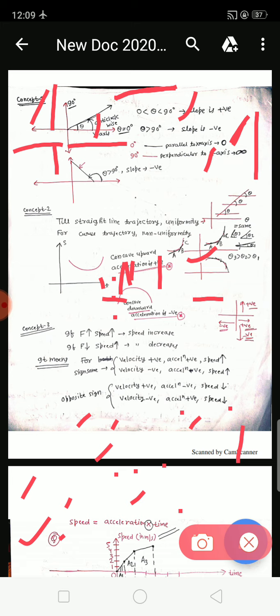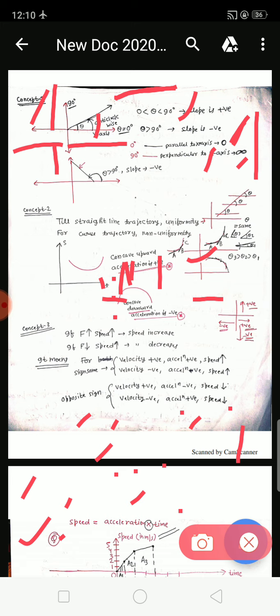In that case, slope will be infinity. Infinity means a very large value. Keep in mind. And between 0 to 90 degree there will be some positive value, the slope is positive. If it is a distance time graph, it means velocity is positive. If it is a velocity time graph, acceleration will be positive. Clear? If theta is between 0 to 90 degree, slope is positive.